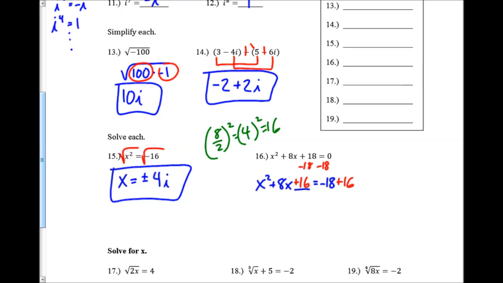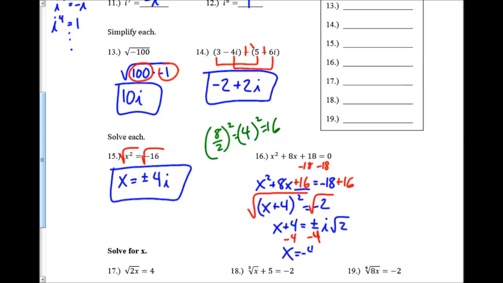And now I can factor this thing. This guy factors into x plus 4 squared equals a negative 2. Now I can take the square root of each side. So I've got x plus 4 equals the square root of a negative 2. Again, because I did the square root of each side, I've got to do plus or minus. I can take the i out because of that negative. The root 2 is still trapped. And now I subtract the 4 from each side, and I find out that x equals negative 4 plus or minus i root 2. And those are my two answers.